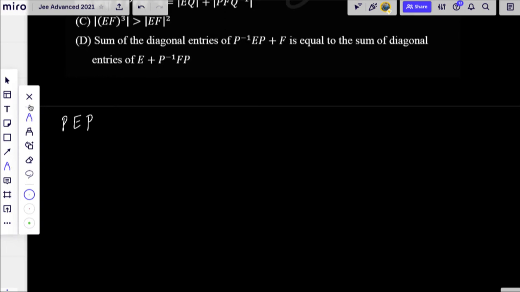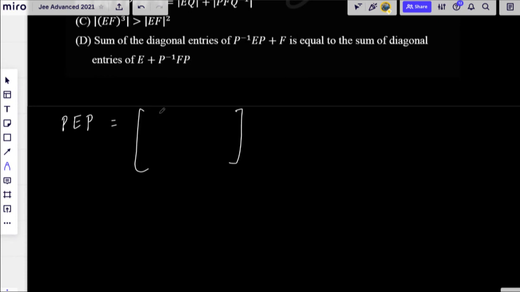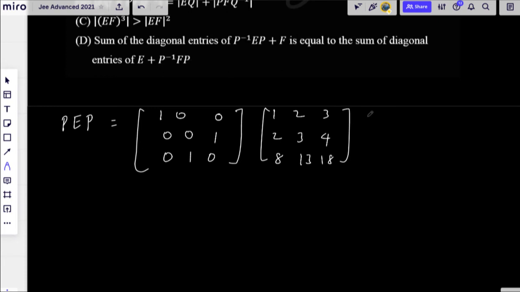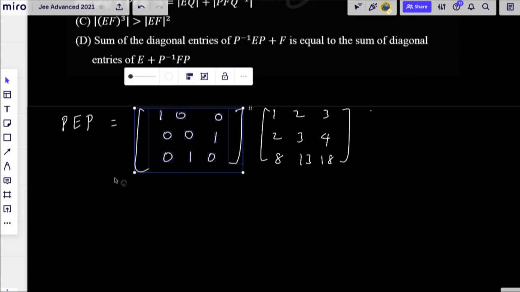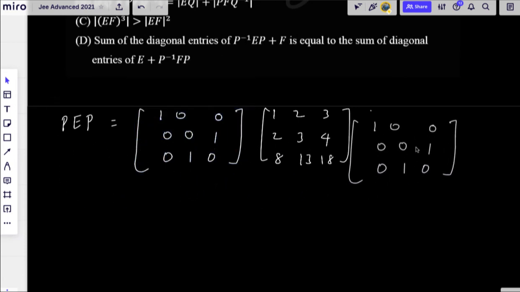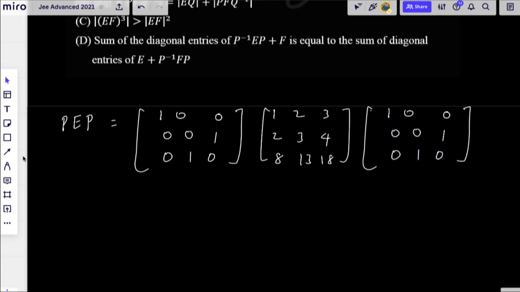So let me write first P. What is P? Let me write 1, 0, 0, then 0, 0, 1, and 0, 1, 0, right? And what about the E? E is given as 1, 2, 3, we had seen 2, 3, 4, then 8, 13, and 18. Fine. So what about this one P? Once again, we have to copy this part. So this P is the same. Let's see. So this will be P.